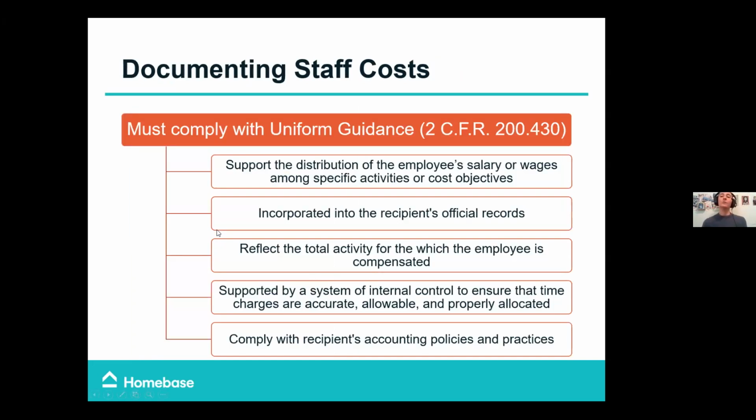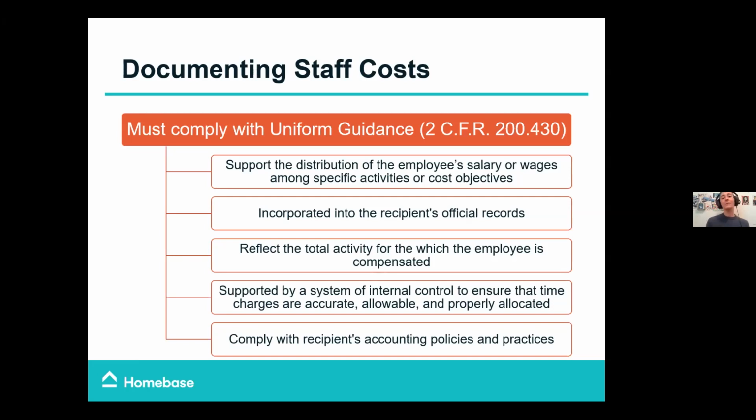Okay, so given that plug, why am I talking about timesheets? In order to bill HUD for time that our staff is spending on a particular activity, you have to document that staff time. Again, the regulations that govern are the uniform guidance, and this time it's at 2 CFR, which is Code of Federal Regulations, 200.430.